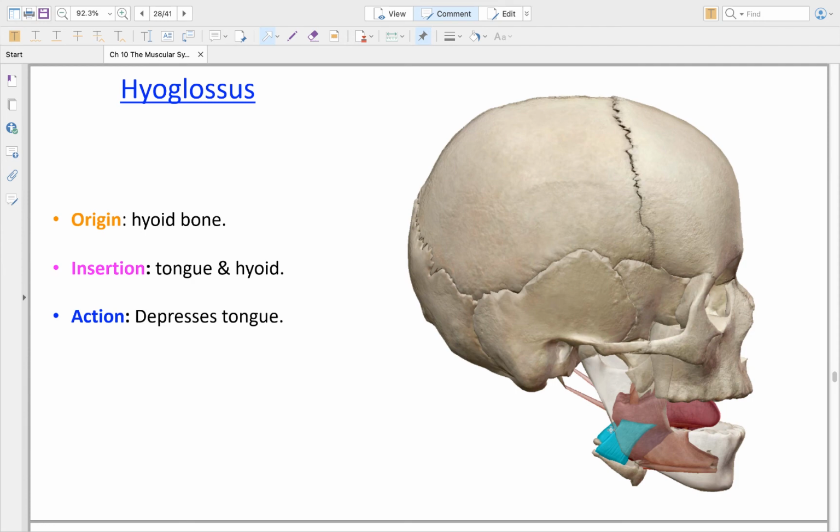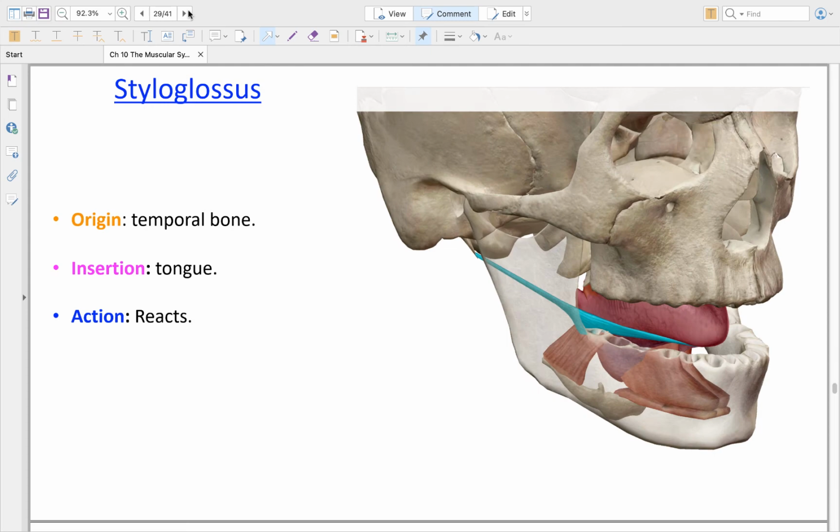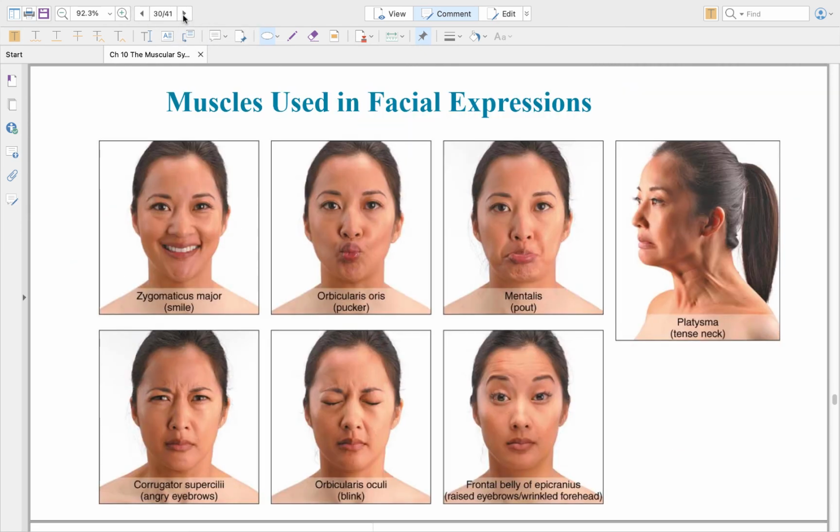Okay, its job is to depress the tongue. Styloglossus. Okay, so see that muscle in blue? And it kind of just is long and skinny. Okay, its origin is the temporal bone right there. And it inserts, see that little thing sticking out? That's part of the temporal bone. It inserts at the tongue. And its job is to help retract the tongue, or it does retract the tongue.